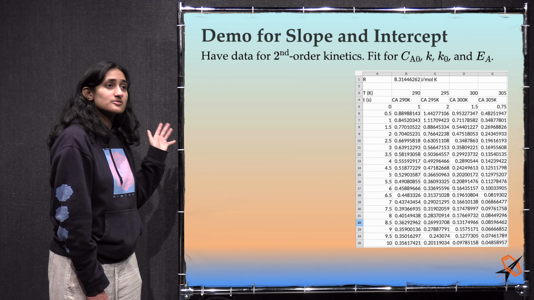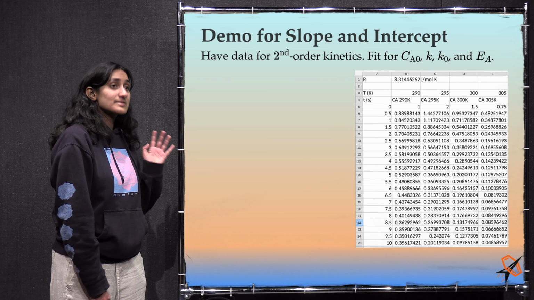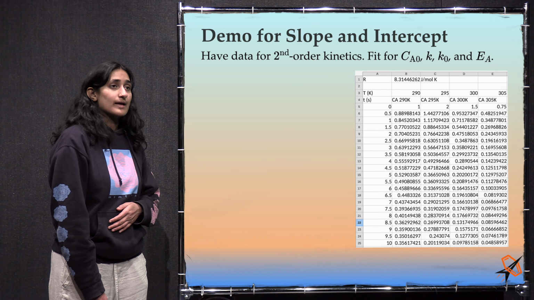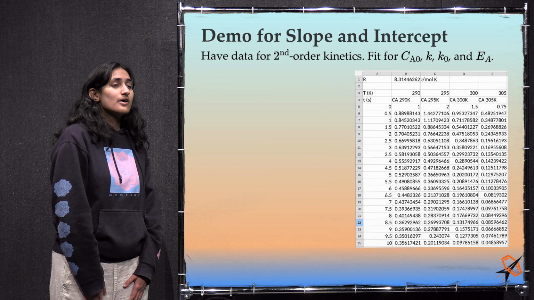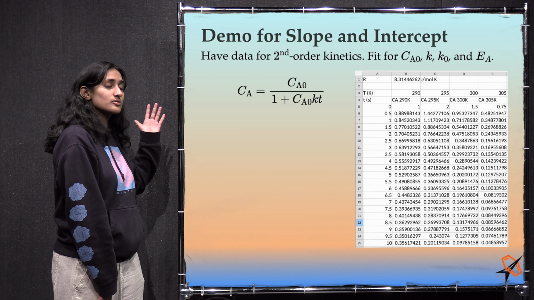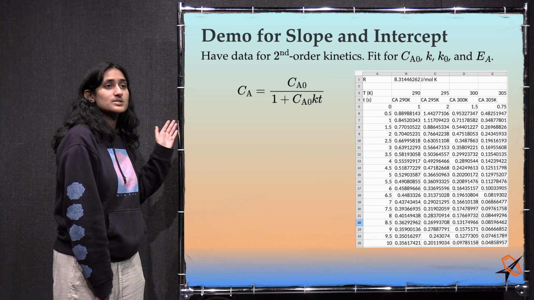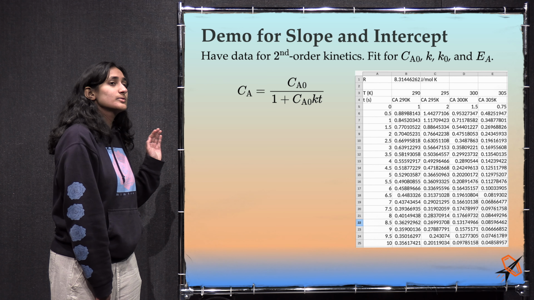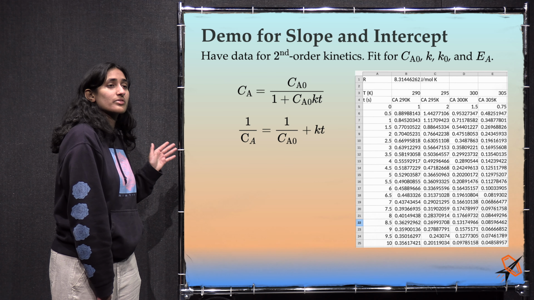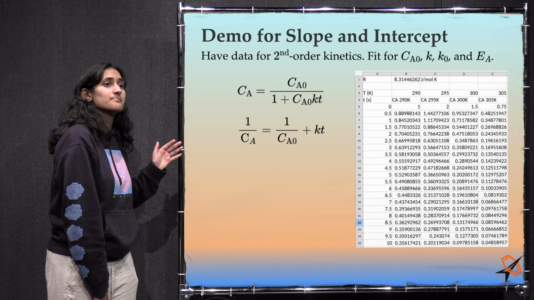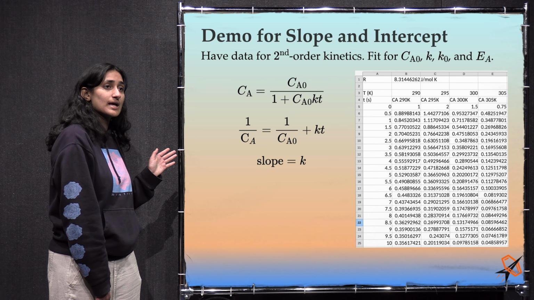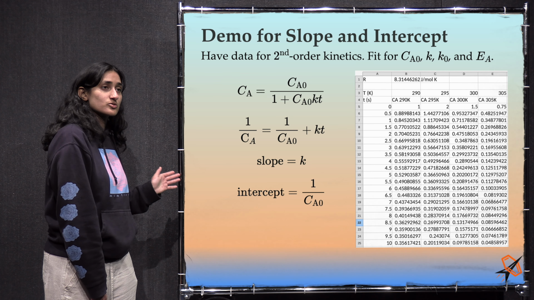Next, we're going to do a demo for the slope and intercept functions. We have here 4 sets of data for second-order chemical kinetics at 4 different temperatures: 290K, 295K, 300K, and 305K. For second-order kinetics, the concentration varies with time as follows. The concentration equals the initial concentration divided by 1 plus the initial concentration times the rate coefficient times time. You can linearize this function by taking the reciprocal. You get 1 over the concentration equals 1 over the initial concentration plus the rate coefficient times time. If you plot 1 over the concentration versus time, you will find that the slope is the rate coefficient k, and the intercept is equal to 1 over the initial concentration.